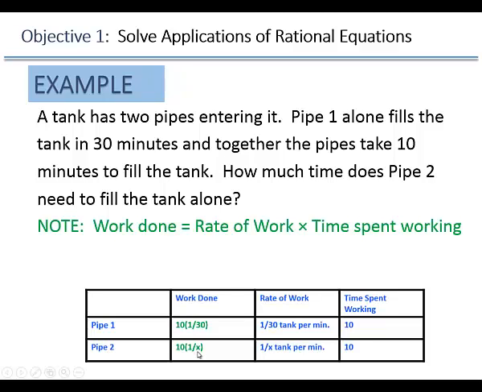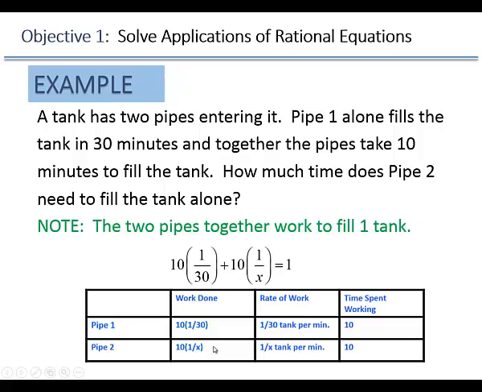Now just like before, we know that the two amounts of work done by pipe 1 and pipe 2 have to add up to one whole tank. So there's our equation. There's the rate of work for pipe 1, 1 over 30 times its time, 10 minutes. The rate for pipe 2, 1 over X times its time, 10 minutes, and that has to equal one tank filled. So there's our equation.